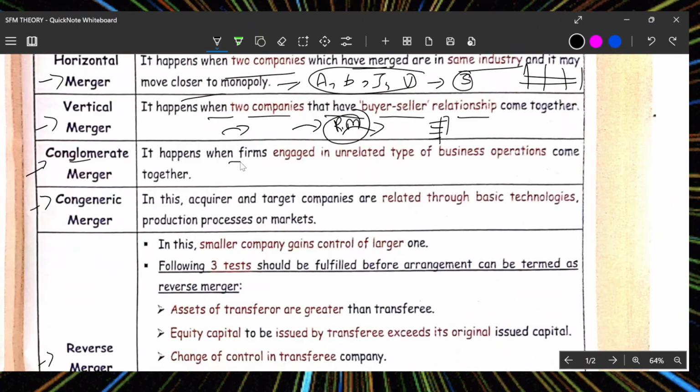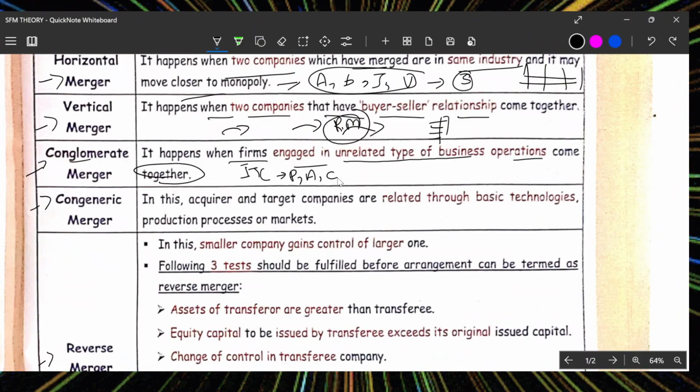Conglomerate merger happens when firms engaged in unrelated types of business operations come together. Example: ITC. They are in paper, they are in hotels, they are in cigarettes, and they are in snacks. These companies don't have a similar relationship, but they run and take over other companies.